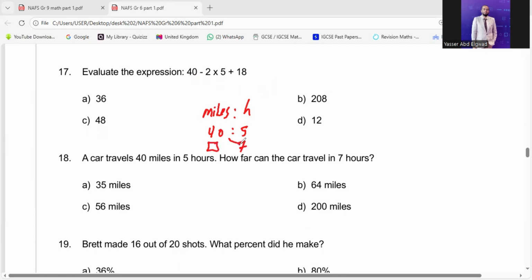We can do a cross multiplication: 40 multiplied by 7 divided by 5. 40 divided by 5, we get 8. 8 multiplied by 7, we get the answer. 8 multiplied by 7 is 56, like this. Okay, the next one, 18.